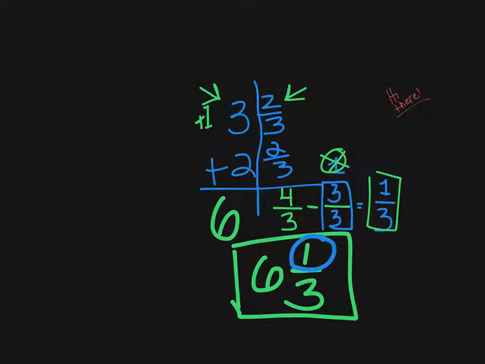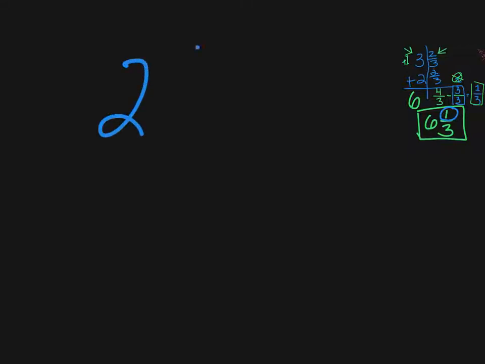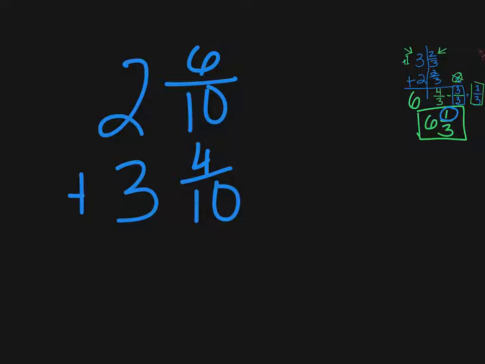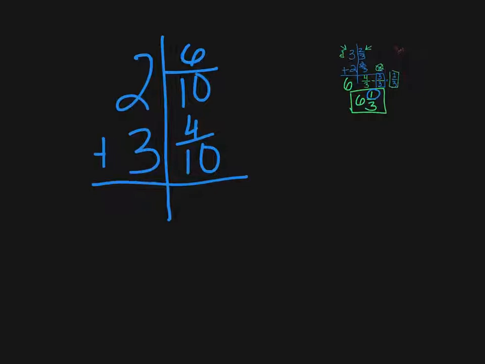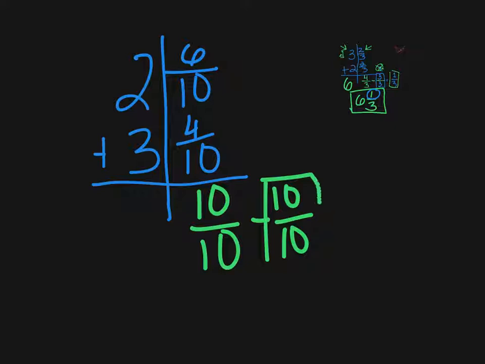Let's do one where we have to do some reducing so we can see that step. Let's do 2 and 6/10 plus 3 and 4/10, just so you can see this example. Let's split those up and follow the steps the same way. We're going to add our fractions first. 6 plus 4 is 10/10, right? And I can subtract the whole number. We know 10/10 is 1, but just to go through the step.